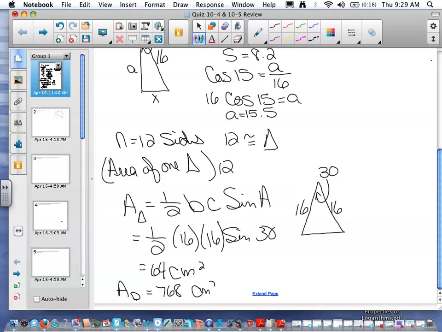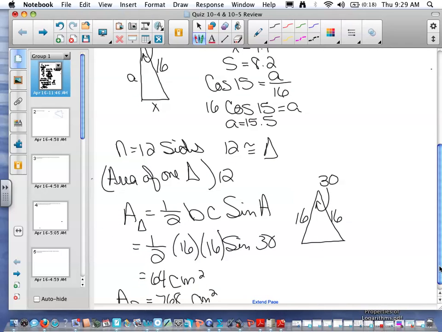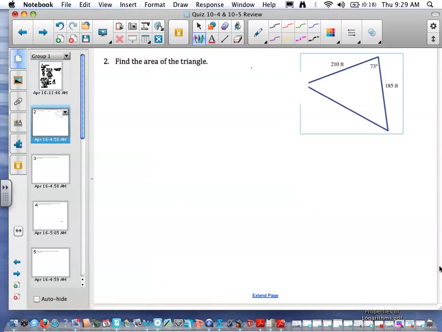768 centimeters squared. And as I said before, there may be some variation in those answers, but that's due to rounding. As long as you show me your work, there won't be any problem. I won't take any points off as long as I can understand how you calculated your answer. But either of those methods will be fine.